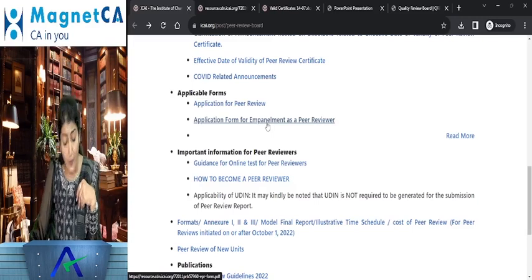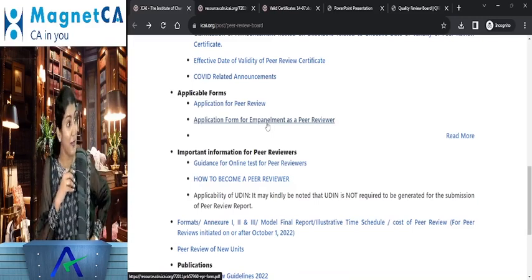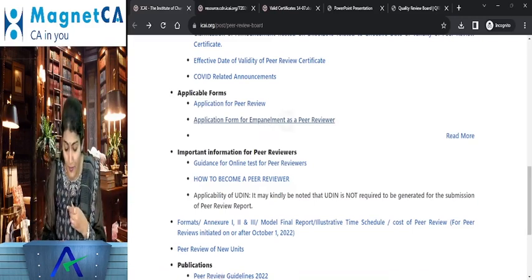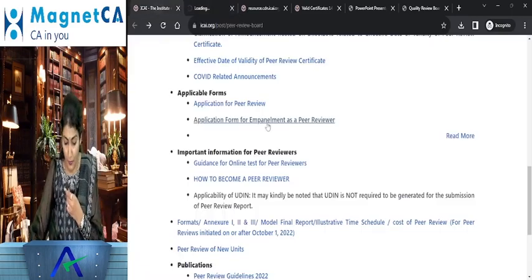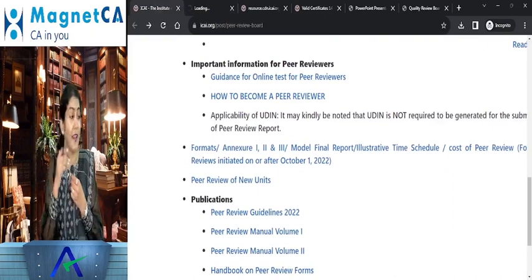Then you say, I want to become a reviewer. I want to go to different firms and see how they are doing audit. I want to empanel myself as a reviewer. So this is the application form for the empanelment as a peer reviewer, right? Then if you want to become a reviewer, you have to clear the online test.